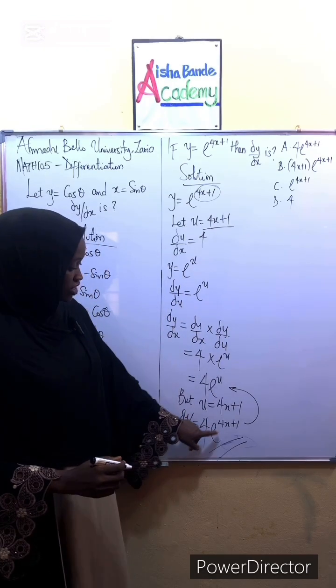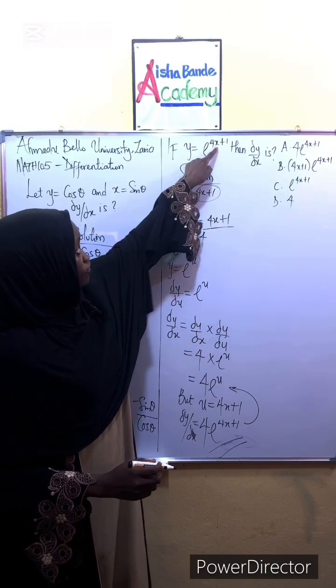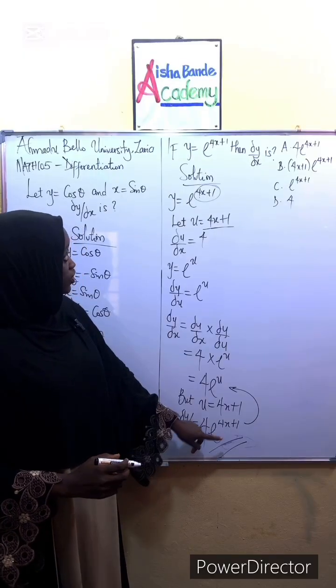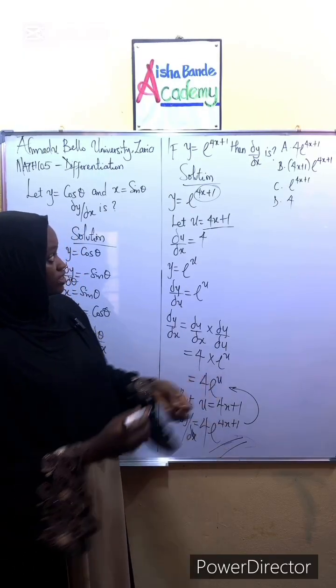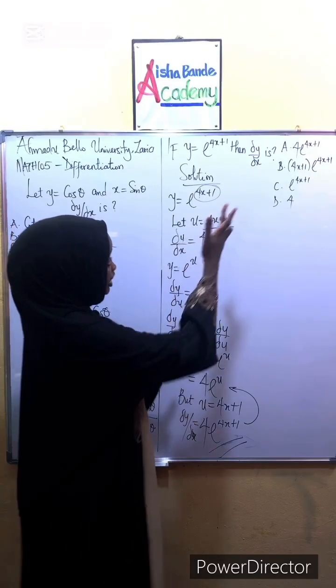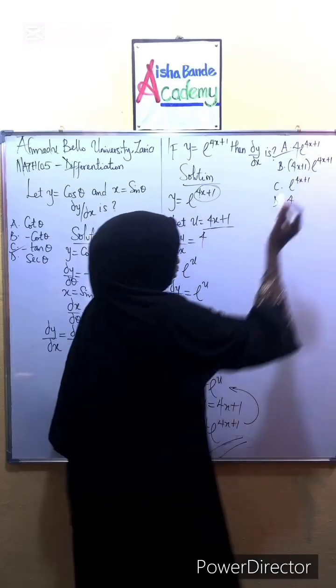That is 4 times the exponent raised to the power of 4x plus 1. So y equals e raised to the power of 4x plus 1. The dy/dx of it is 4e raised to the power of 4x plus 1 as the final answer. So let's look at the options we have. Looking at this from option A to D, this shows that the correct answer is option A.